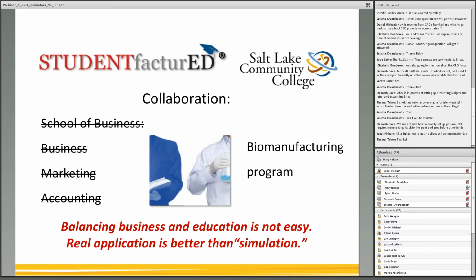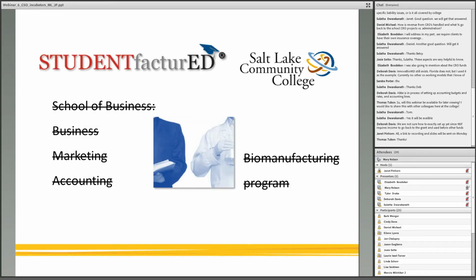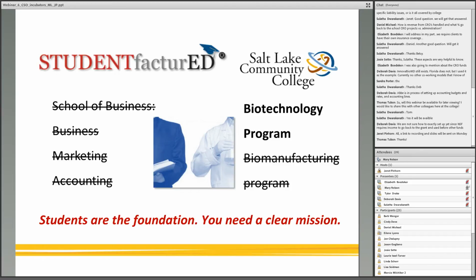Student Factured went into the biomanufacturing program, and eventually the biomanufacturing program didn't have enough students to continue, but everything now is rolled into the biotechnology program. And students are the foundation. If we don't have students and if we don't have projects for them, we don't have jobs.